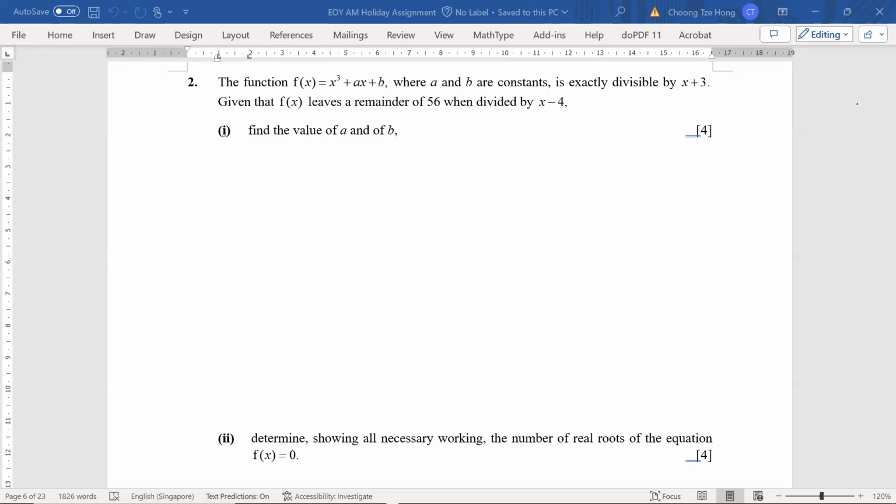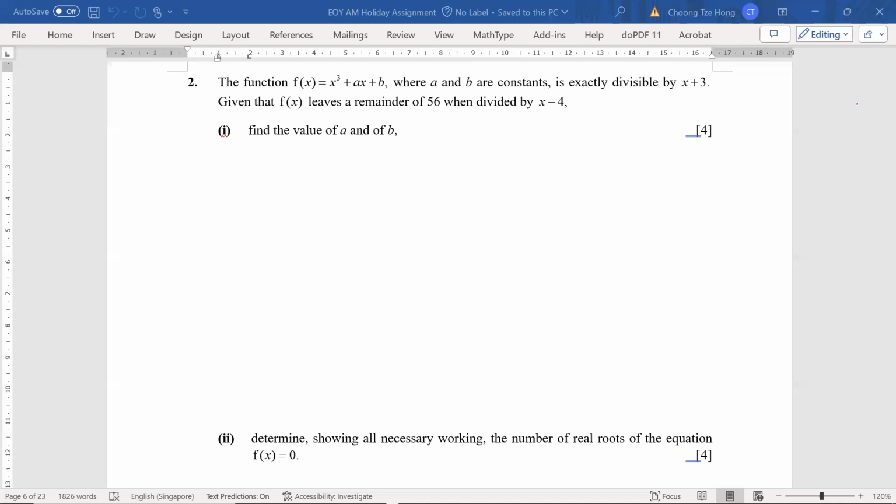Okay, then for the second equation, we are told that f(x) leaves a remainder of 56 when divided by x minus 4. Okay, so this means that f(4) is going to be equal to 56. Okay, and this will allow us to form our two equations.